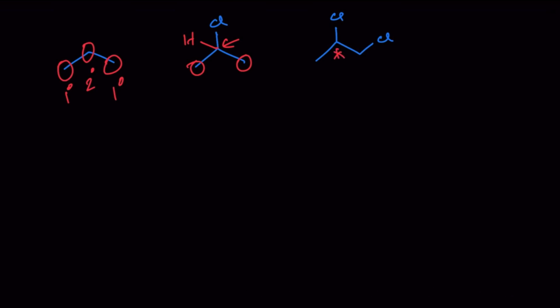This becomes chiral now. Why? Because we have a CH3, we have a chlorine, we have a hidden hydrogen, and then we have CH2Cl. So that is the fourth different unit. It is no longer CH3. Therefore, this carbon atom is indeed chiral.